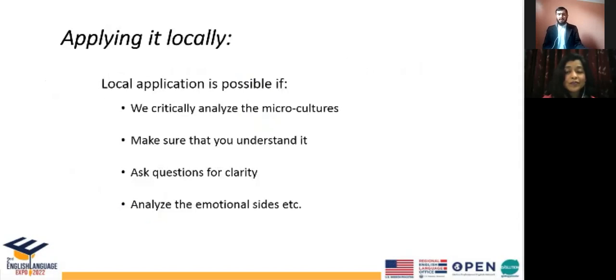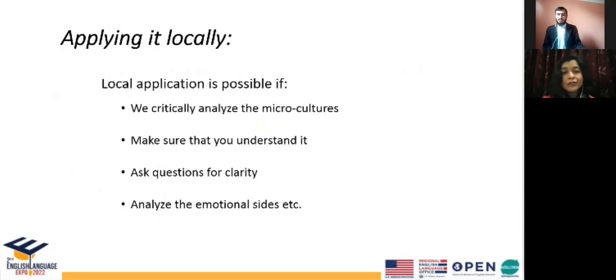applying it locally. Whenever we have to discuss anything, or whenever we have to learn anything, what we do is we try to apply it locally. Now, in today's session, we will definitely be learning something new. So if there is anything new, we first of all try to apply it locally. Now, what is local application?